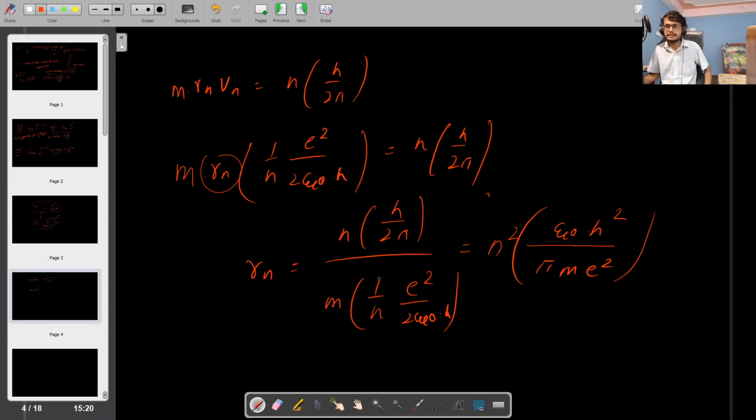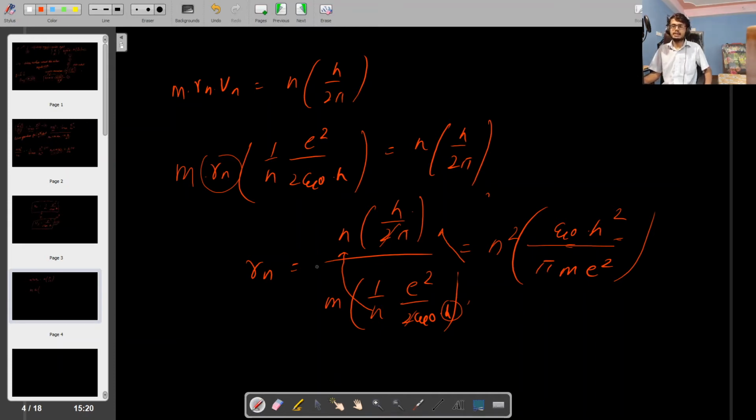So how do you get this? This n will go up and multiply with this n, giving n square. This h will go to the numerator and multiply with this h, we get h square. This epsilon naught will go to the numerator, so epsilon naught. This 2 and this 2 will cancel off. Then this m stays in the denominator. There is another pi which comes down to the denominator here, and e square will stay in the denominator. So this is the formula for the radius, the Rn value.